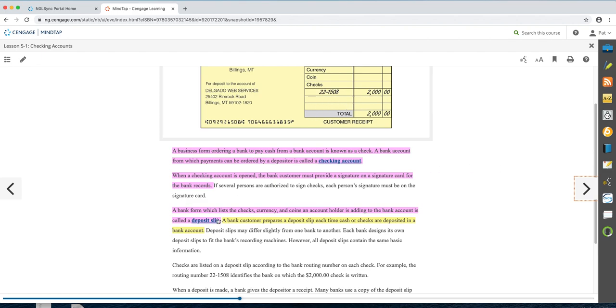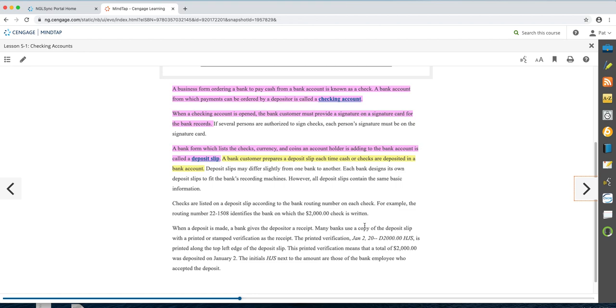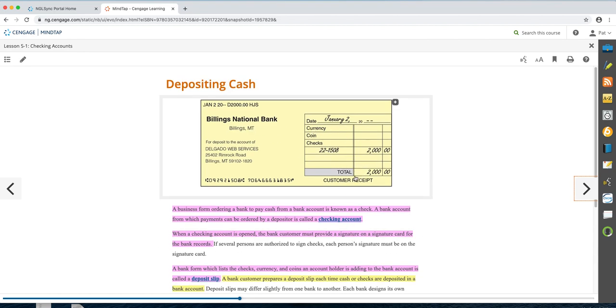This thing that we were talking about is a deposit slip. It's just a bank form that lists all the currency, coins, and checks that will be deposited into that bank account. The bank customer prepares a deposit slip each time cash or checks are deposited in the bank account. Now, times are a little different. I can go to the bank now and take a check and just put it in the deposit. It'll give you a receipt. You should be recording all that. And they're just talking about what's going on in this slip.